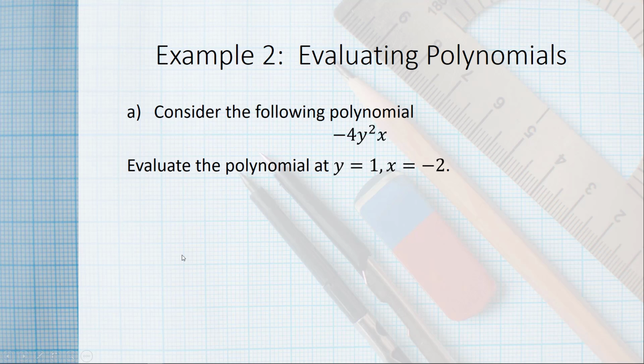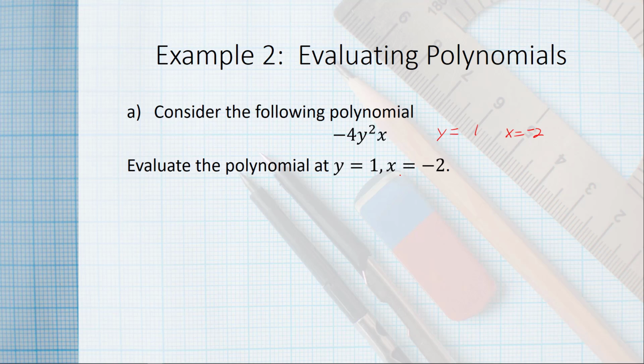Now, in example 2, we actually need to evaluate polynomials. So here we have a polynomial. It is negative 4 times y squared times x. This actually is a monomial. And we want to evaluate it when y is equal to 1 and x is equal to negative 2.